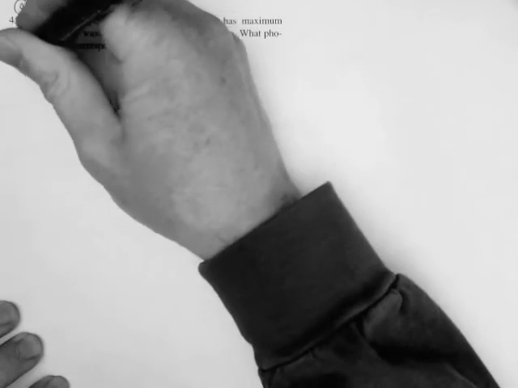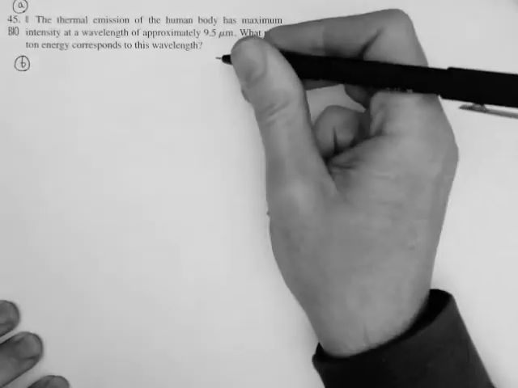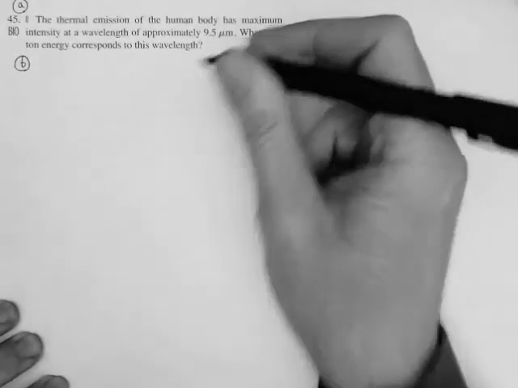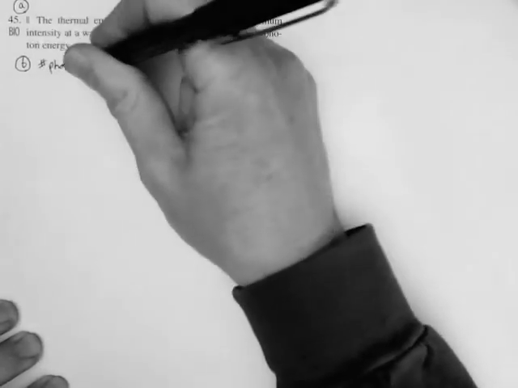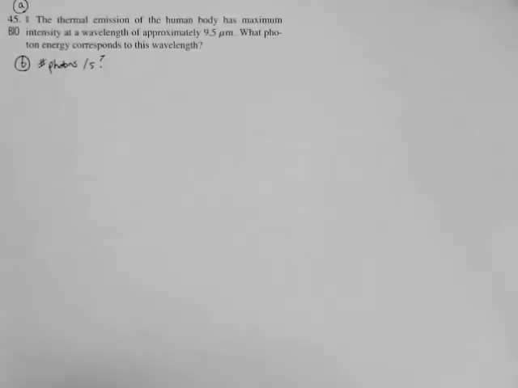And the part B we're going to ask is this. If all of the photons are emitted at this wavelength, how many photons per second would the body emit? That's another calculation that we can do.